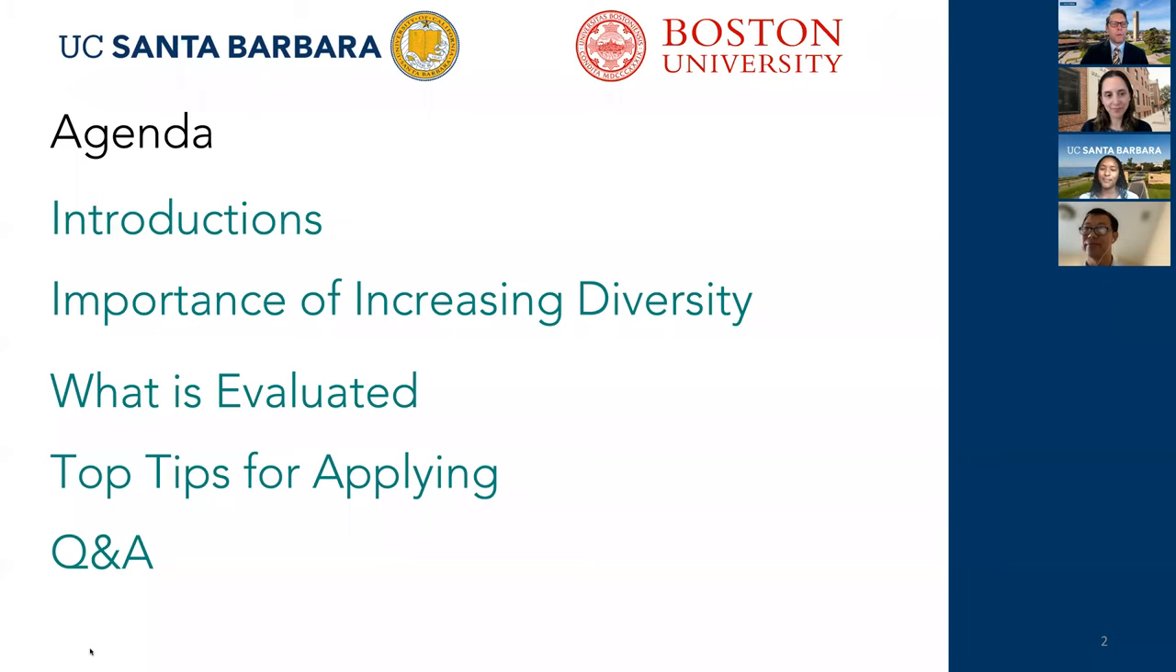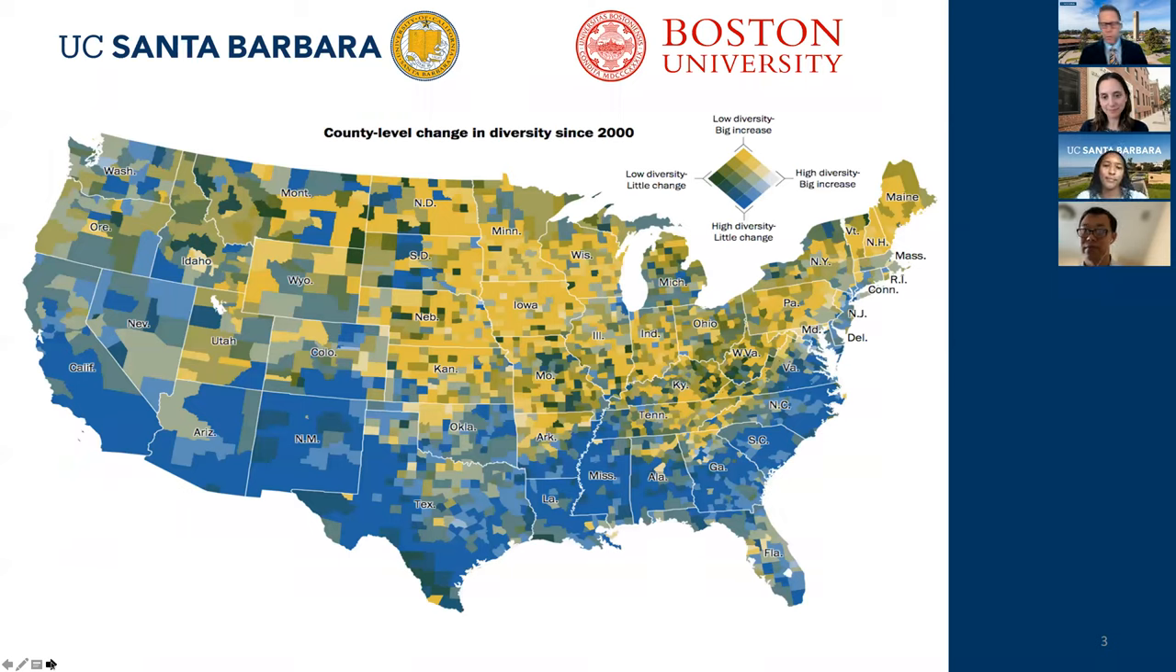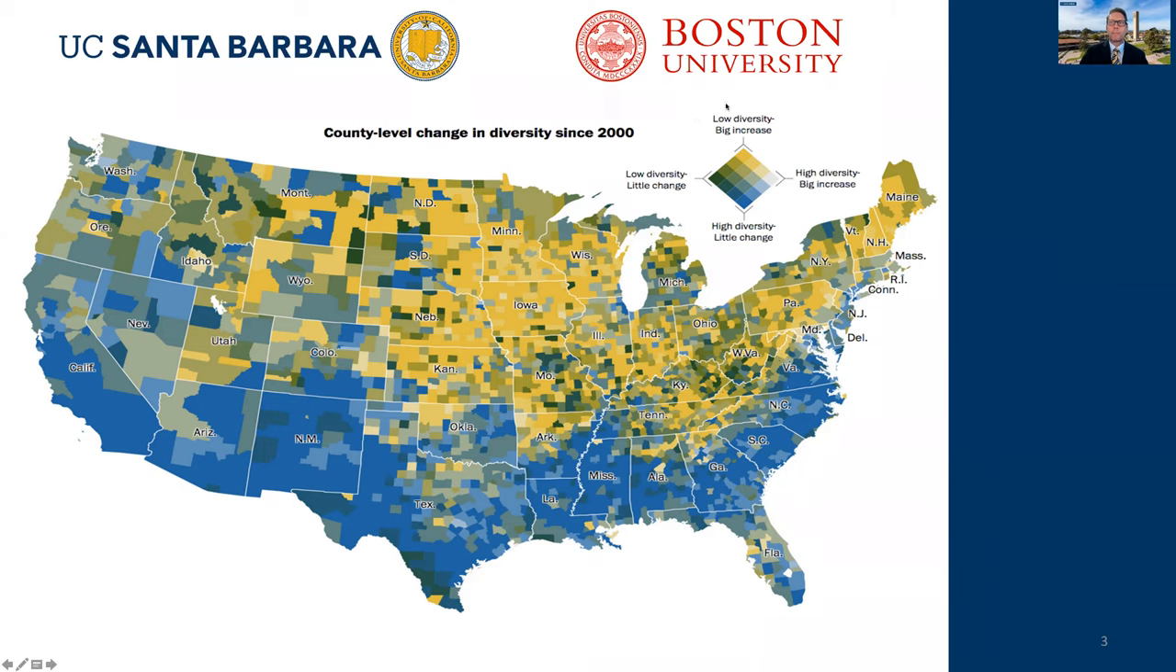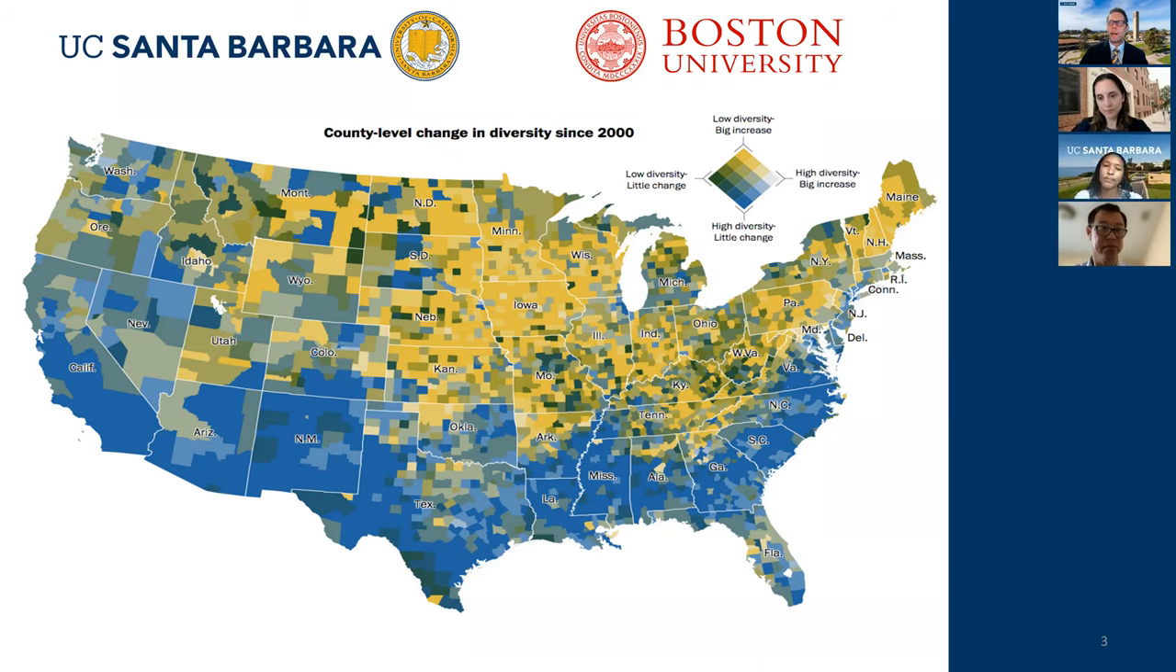Excellent. Thank you all. We'll go through our agenda and share some information. The first portion is highlighting the importance of increasing diversity in the fields of special education and school psychology. This is a simple graphic illustration of the county level change in diversity since 2000. It's important to consider the information featured in the legend: the yellow areas are those with low diversity but big increases in diversity. That's quite notable throughout the northern, midwestern, and northeastern regions. There are also areas that have had high diversity with big increases, the lighter gray areas. There are also areas that have had high diversity and little change.